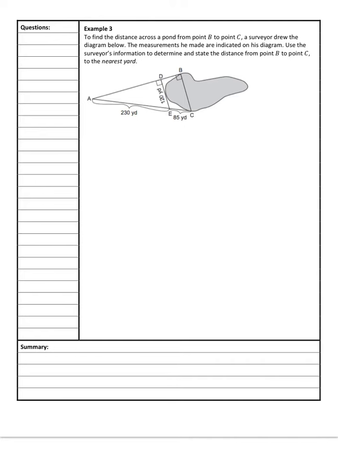All right, to find the distance across the pond from point B to point C, a surveyor drew the diagram below. The measurements he made are indicated on the diagram. Use the surveyor's information to determine and state the distance from B to C to the nearest yard. All right, so our goal is to figure out the distance from B to C. So I'm going to let that be X.